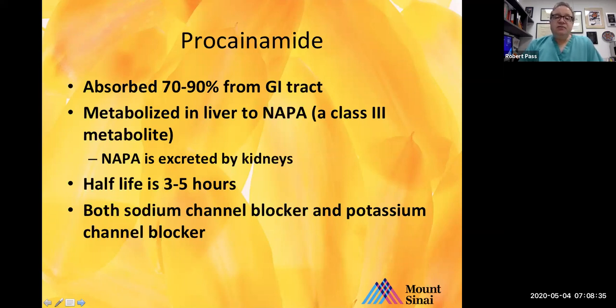So you actually have to have both liver and kidney function that is normal to be on procainamide, or at least the dose has to be adjusted accordingly. And you have to remember that NAPA is an important metabolite, which is a class 3 agent and can prolong the QT interval. And so when measuring procainamide levels, you would want to measure the procainamide level as well as the NAPA level. The half-life is short, it's 3 to 5 hours. And again, as I mentioned a moment ago, it's both a sodium channel blocking agent as well as a potassium channel blocker.